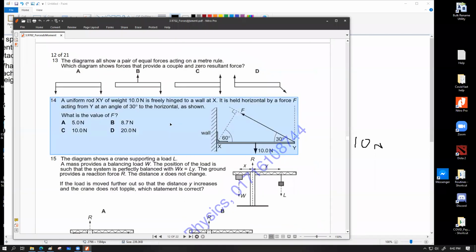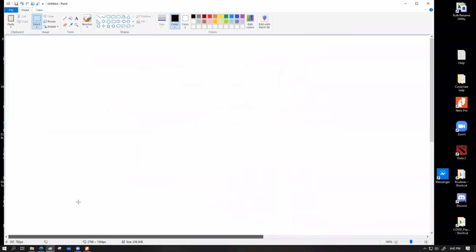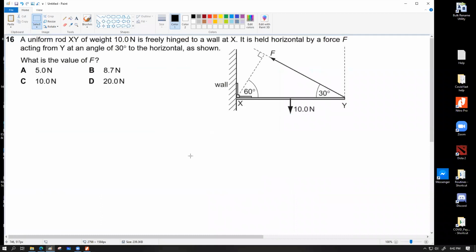Number 14 should not be a problem. Actually, yes, 14 has a bit of trouble, you have to match using a variable, I'll show you. Have a look at question 14. A uniform rod XY of weight 10.0 Newton is freely hinged to a wall at X. It is held horizontal by a force F acting from Y at an angle of 30 degrees to the horizontal as shown. What is the value of F? The problem of this question is that the length of the rod is not given. So we have to assume the length.